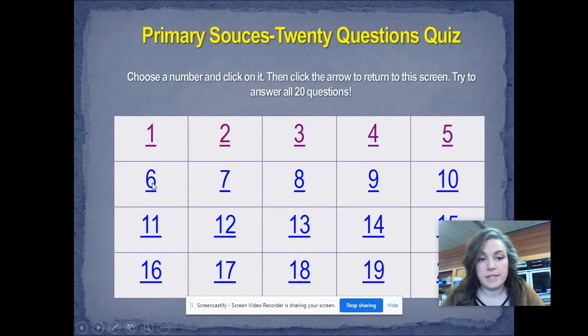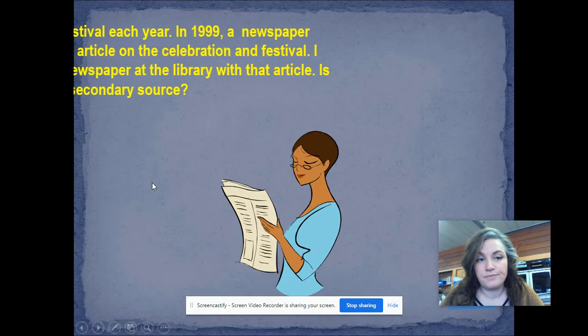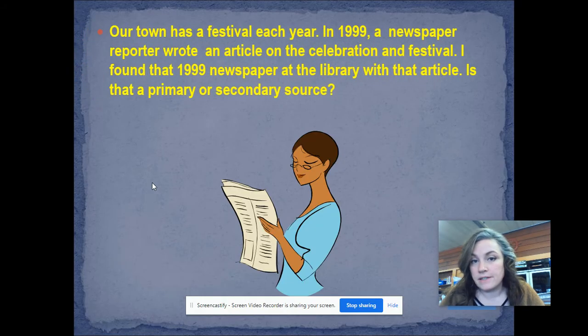All right, question number 6. Our town has a festival each year. In 1999, a newspaper reporter wrote an article on the celebration and festival. I found that 1999 newspaper at the library with the article. Is that a primary or a secondary source?